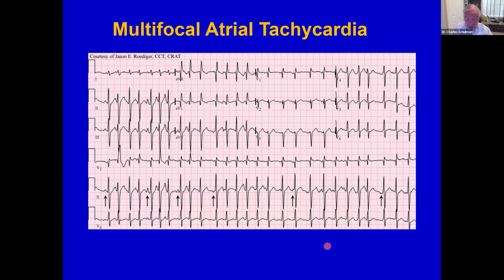This is not a common arrhythmia. It occurs in sick people, usually with pulmonary disease. Usually they're in the ICU, often on ventilators. The treatment for this is to treat the underlying disease, and not to treat the arrhythmia per se.